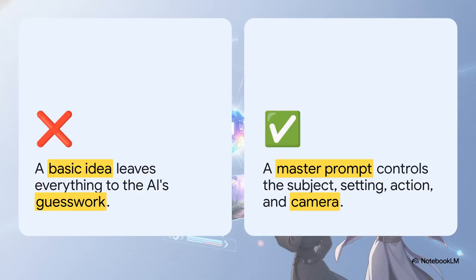Now, when you look at these two approaches side by side, the difference is literally night and day. On the left, we just have a basic idea, typing in a quick thought about a cat. But when you do that, you leave everything else up to the AI's guesswork, which almost always leads to generic or just kind of messy results. But then over on the right, we have our master prompt. It's a cohesive, highly detailed paragraph that controls the subject, the setting, the action, and all the camera directions. This is the precise kind of input you need to unlock Sora's full potential.